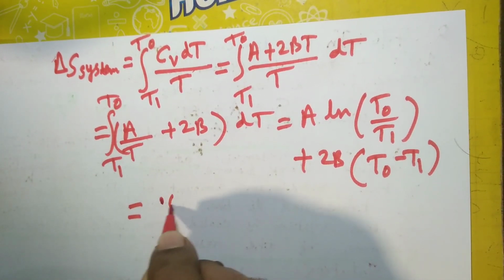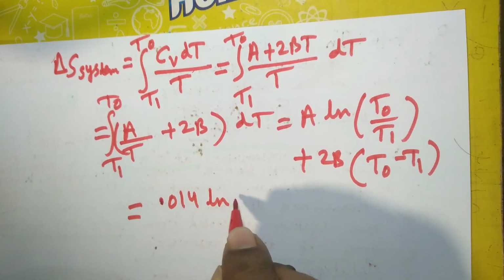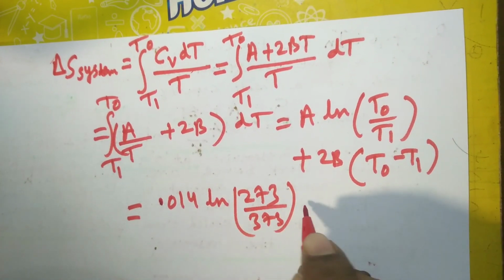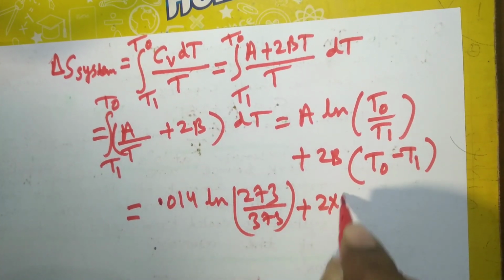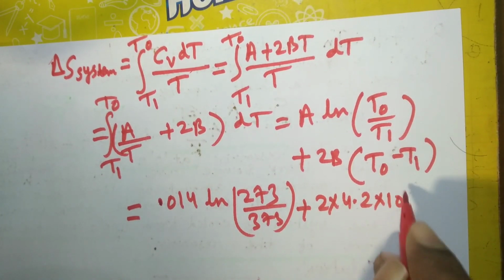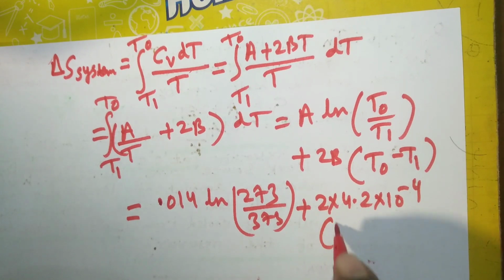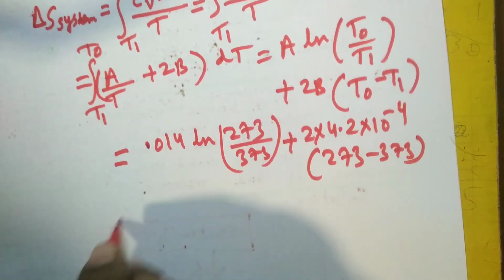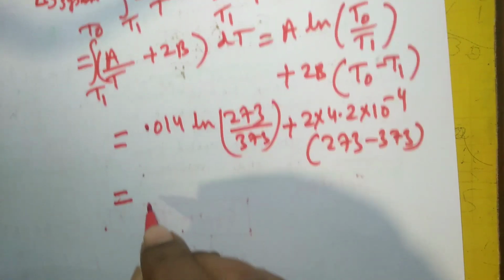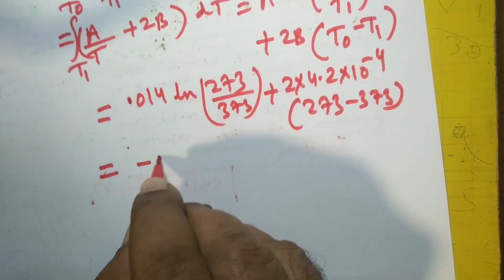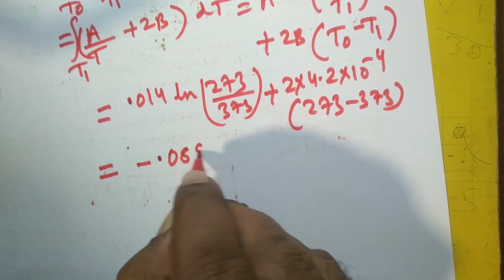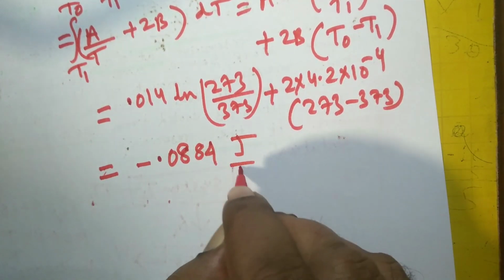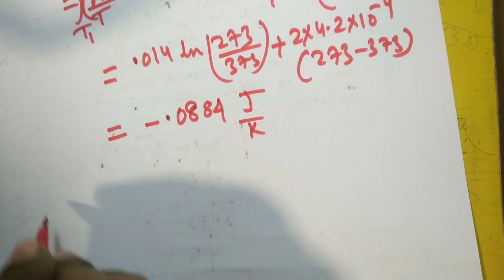This is coming out to be, so 0.014 ln 273 by 373 plus 2 into 4.2 into 10 to the power minus 4 times (273 minus 373). This is coming out to be minus 0.0884 joule per Kelvin. This is delta S of system.